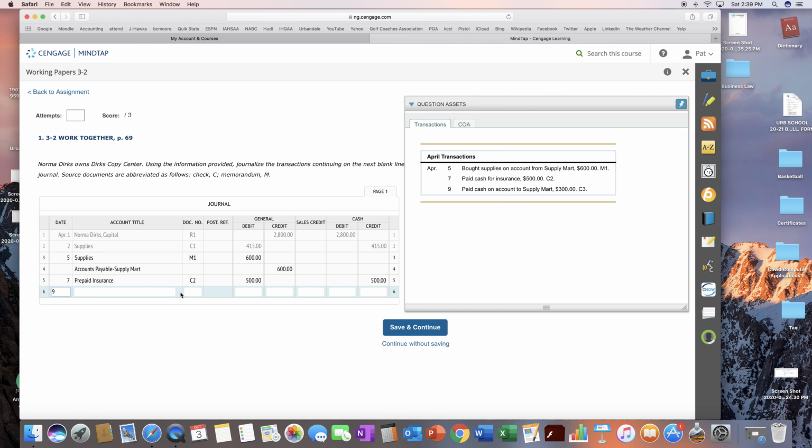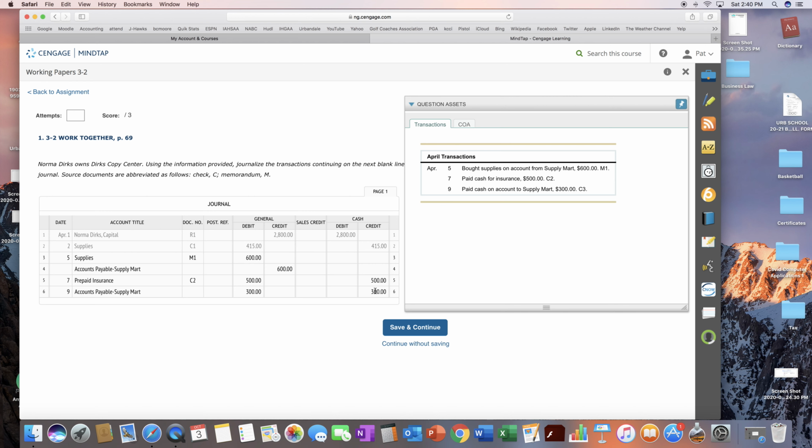The last transaction is the 9th, pay cash on account to Supply Mart. Well, we know we increased the liability Supply Mart on the 5th for $600. So now we have to lower our liability to them, which is good. We don't want to have a bill, so we have to debit Supply Mart. We increase it when we bought supplies on account, and now when we pay cash on account, we are lowering our bill. Whenever we pay cash, we will lower the asset.